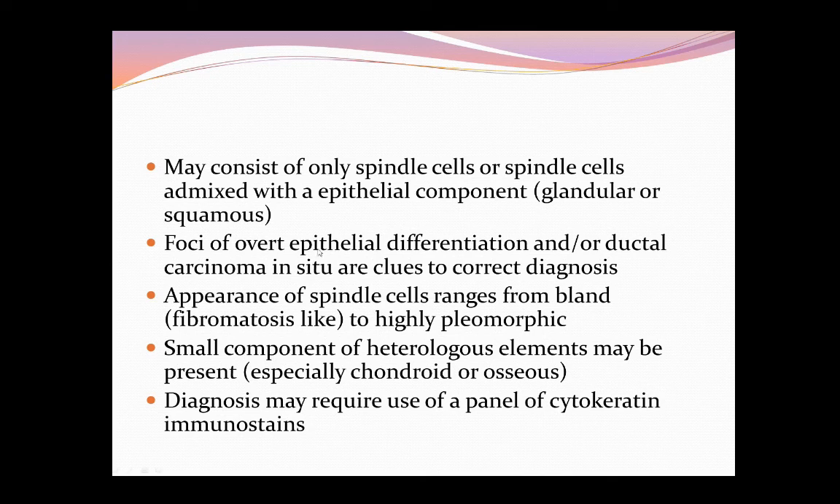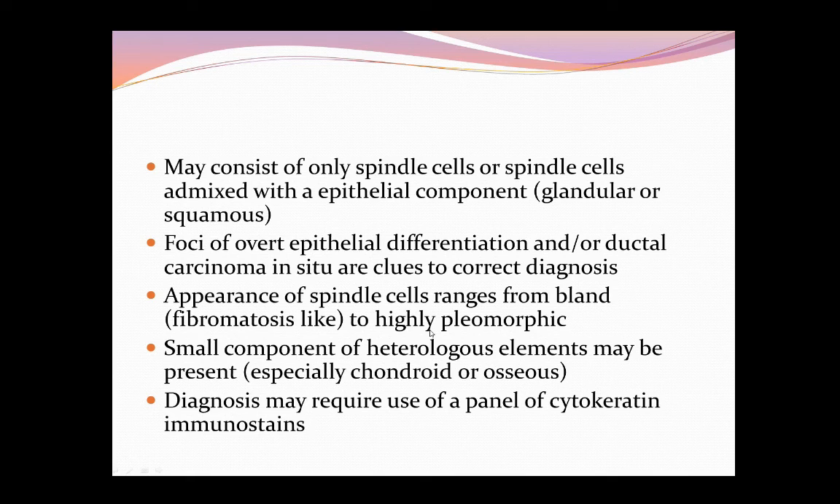In terms of morphology, they may consist only of spindle cells or spindle cells admixed with an epithelial component, which could be glandular or squamous. Foci of overt epithelial differentiation in the form of invasive carcinoma, DCIS or ADH are clues to the correct diagnosis. The appearance of the spindle cells varies. They can range from bland, just looking like fibromatosis, to highly pleomorphic.